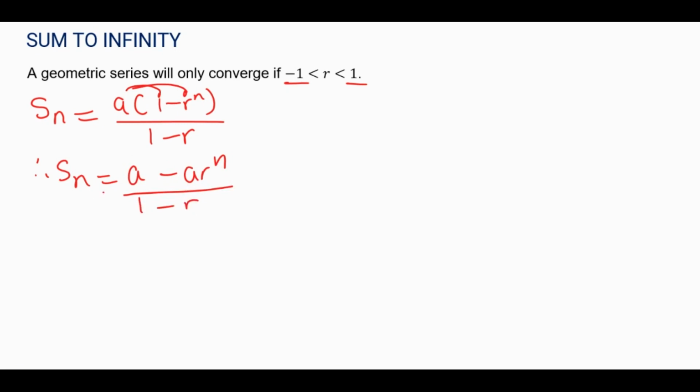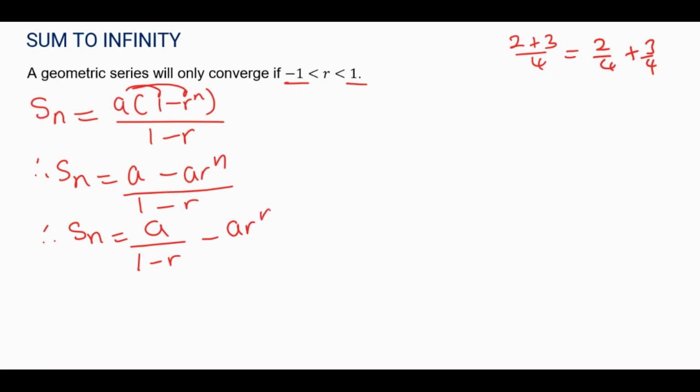And remember, we can split a fraction. Like for example, 2 plus 3 over 4 can be written as 2 over 4 plus 3 over 4. We can split a fraction like that. So this can be written as Sn is equal to a over 1 minus r minus ar^n over 1 minus r.